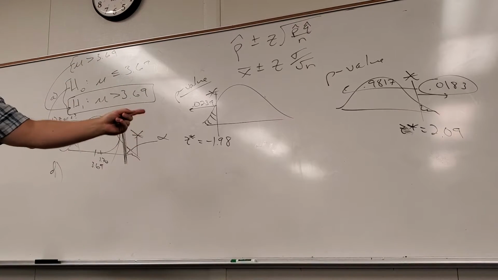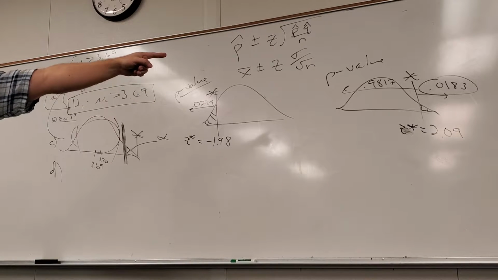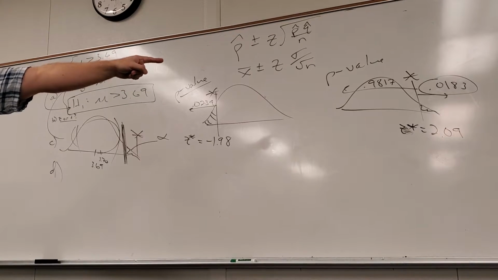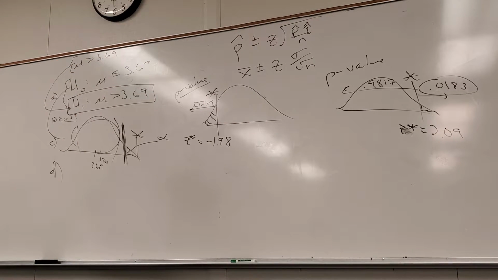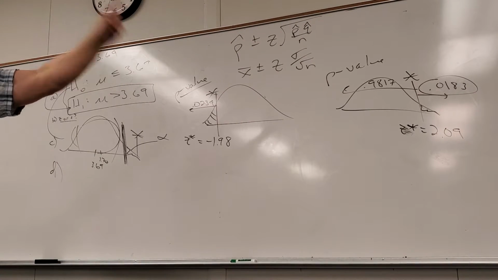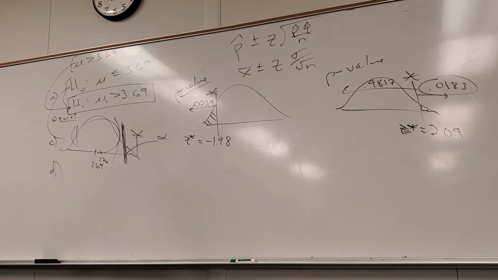If this was a two-tail test, I just do one more step. I double what I just got. And that kind of makes it fair because it was a two-tail test. Alpha went in two tails, so I double that to make it match up with the two tails.